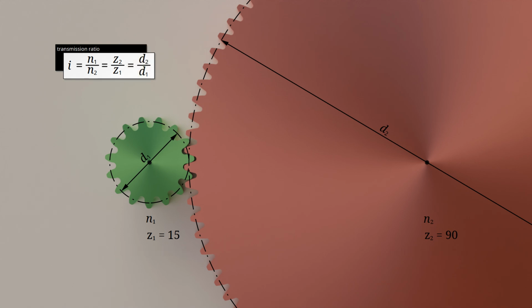The different number of teeth and the associated different pitch diameters not only result in the obvious change in speed, but also inevitably result in a change in torque. To understand this, let's take a closer look at the forces acting on the tooth flanks. Suppose the motor has a torque M1 that drives the pinion.